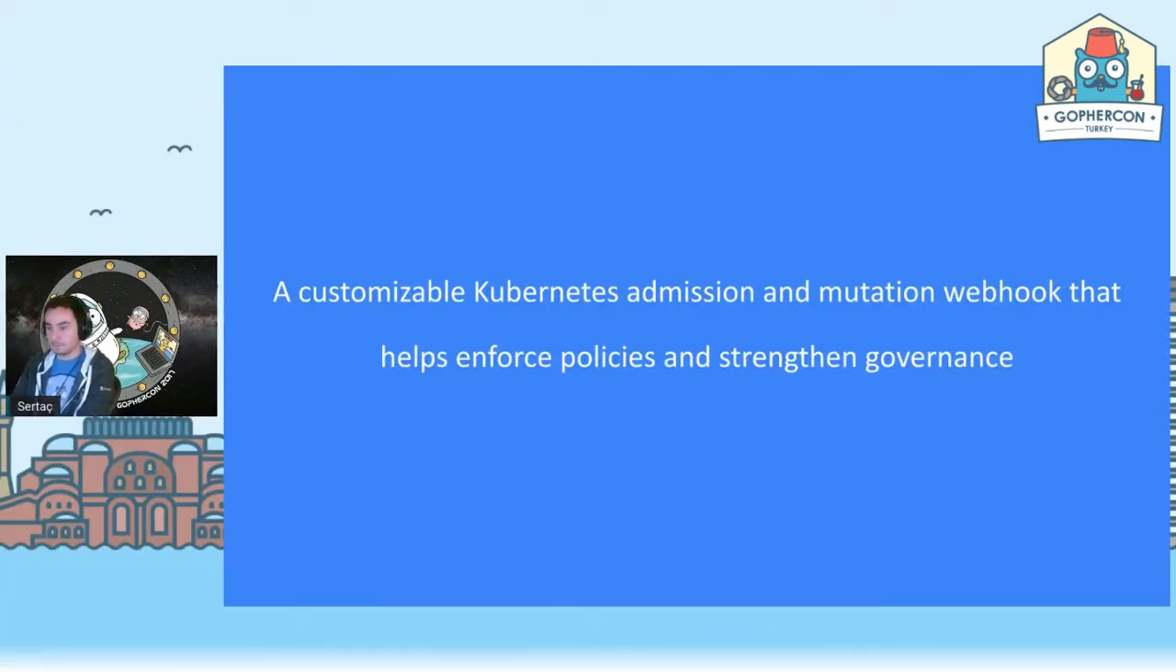First, what is Gatekeeper? Gatekeeper is a customizable Kubernetes admission and mutation webhook that helps enforce policies and strengthens governance. Gatekeeper enforces policies through Open Policy Agent, and OPA is a policy engine for cloud-native environments and a CNCF graduated project. In this presentation, let's see how you can leverage it to extend supply chain security and governance in your Kubernetes cluster.